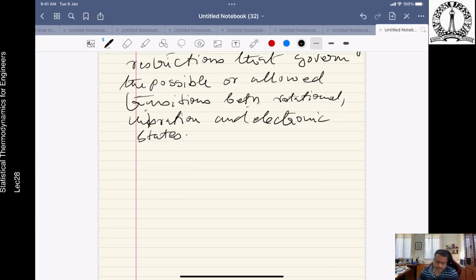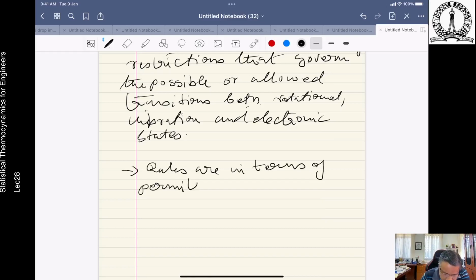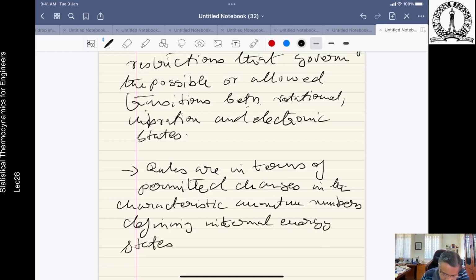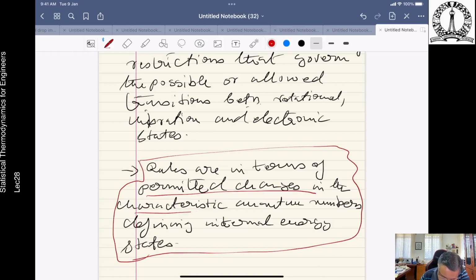For each energy mode, such rules are typically in terms of the permitted changes in the characteristic quantum numbers defining internal energy states.